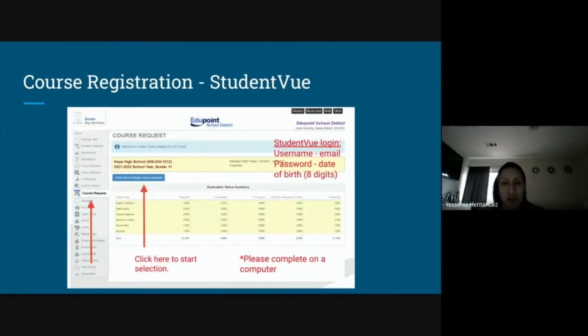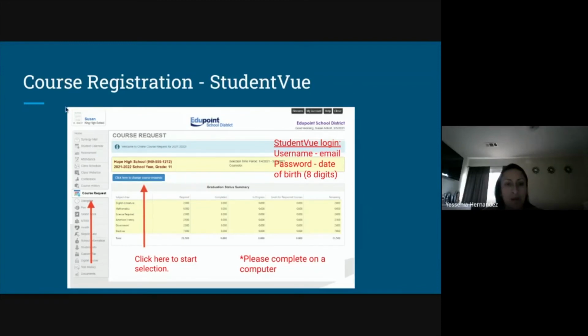Course registration. So this year students will be signing up for classes through their Student View accounts. Okay. So if you don't know your Student View login, your username is the beginning of your email address. Okay. So use the beginning and don't include the @newarkunified.org. Okay, that's your username, and your password is your 8-digit birthday.